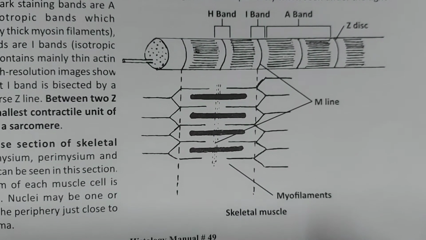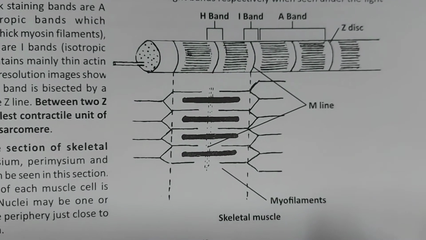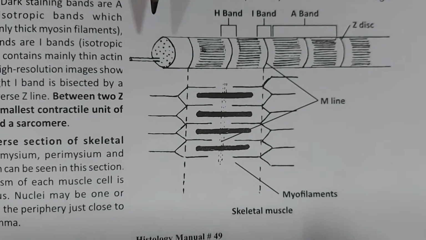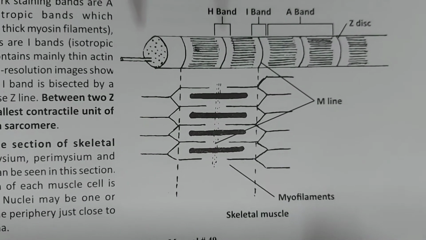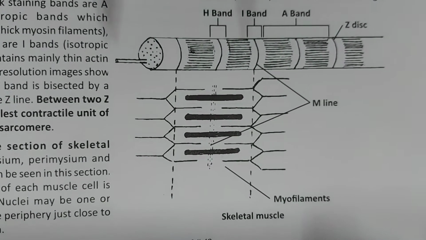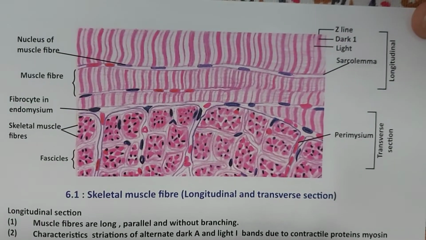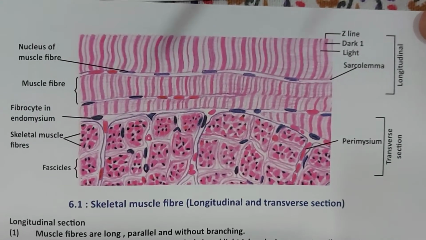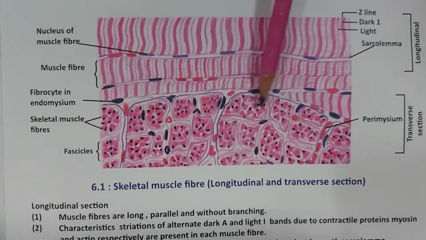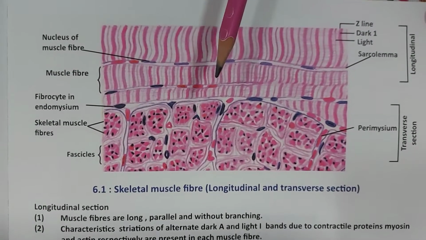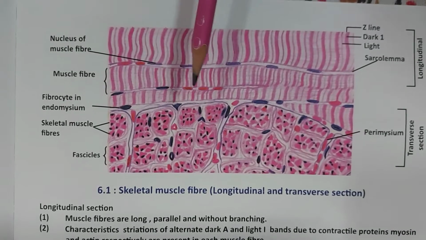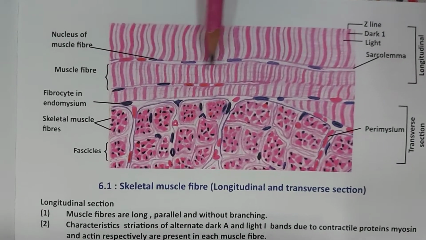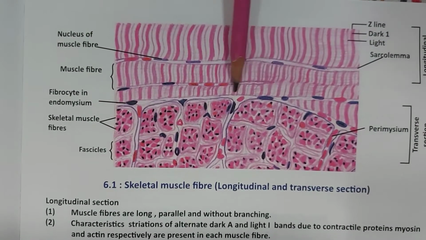The basic unit of skeletal muscle is a long cylindrical muscle fiber. The fibers are arranged parallel to each other and do not show any branching. A single muscle fiber contains hundreds of nuclei. These nuclei are present in the peripheral part of the sarcoplasm, just beneath the sarcolemma. These are peripheral nuclei.